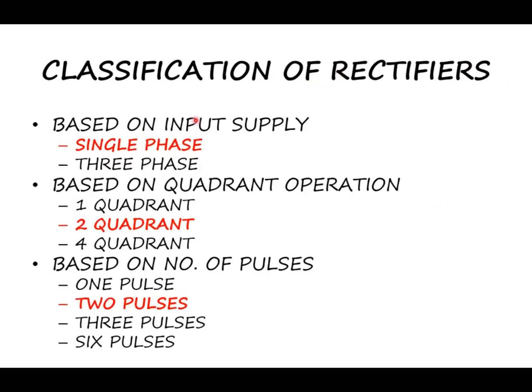Rectifiers are classified based on the input supply as single phase or three phase, based on the quadrant of operation as one quadrant, two quadrant or four quadrant. Based on the number of pulses available at the output, it is classified as 1 pulse, 2 pulses, 6 pulses or 3 pulses. Here in this lecture, we will be knowing about the operation of a single phase, 2 quadrant, 2 pulse rectifier.